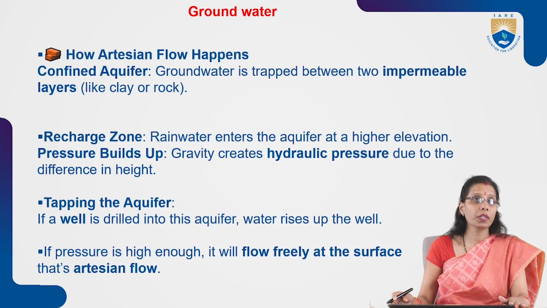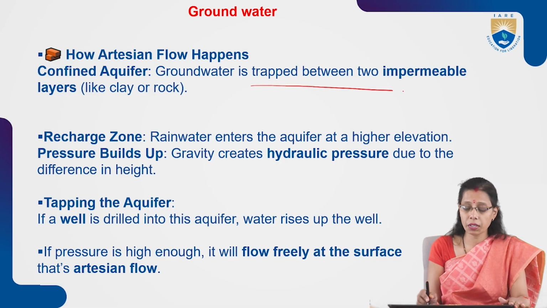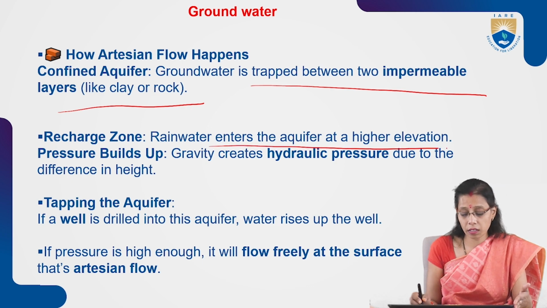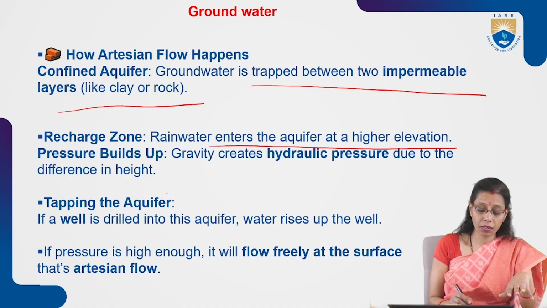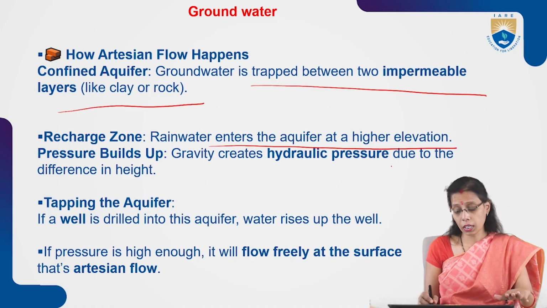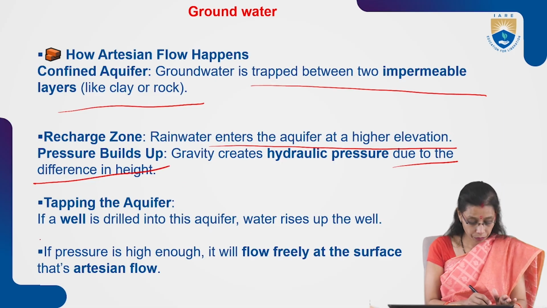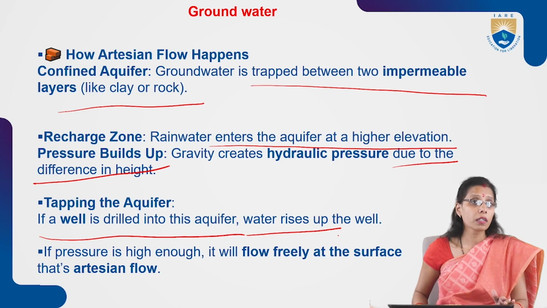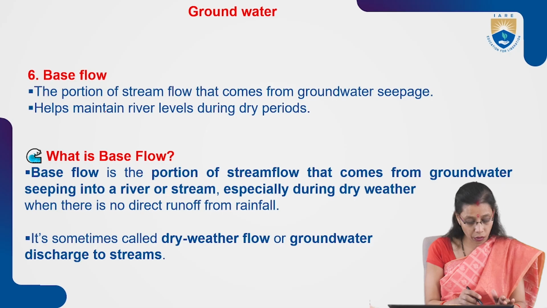How does artesian flow happen? First, the confined aquifer. Groundwater is trapped between impermeable layers like clay or rock, and a recharge zone. Rainwater enters the aquifer at a higher elevation and pressure builds up. Gravity creates hydraulic pressure due to the difference in height. Then tapping of the aquifer: if a well is drilled into this aquifer, water rises up the well. So that's the artesian flow, and then we have base flow.